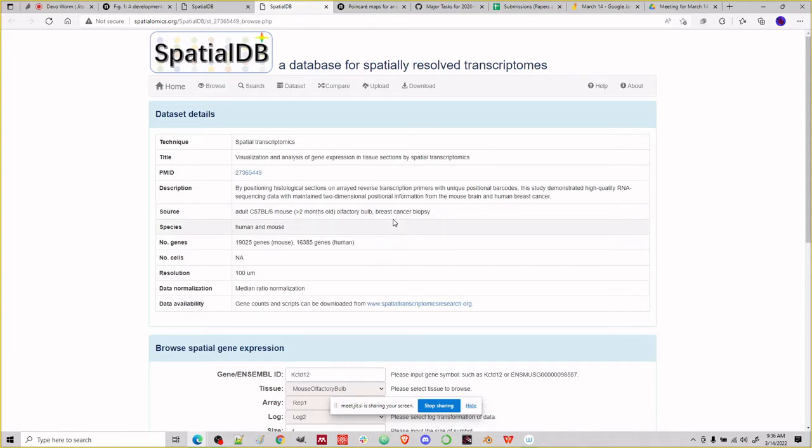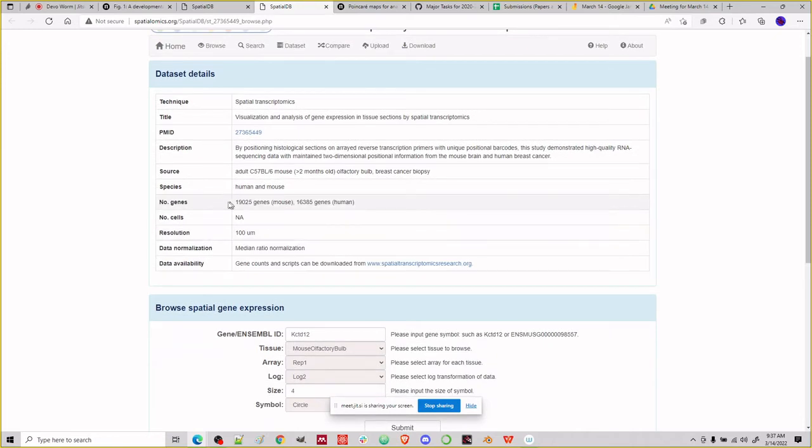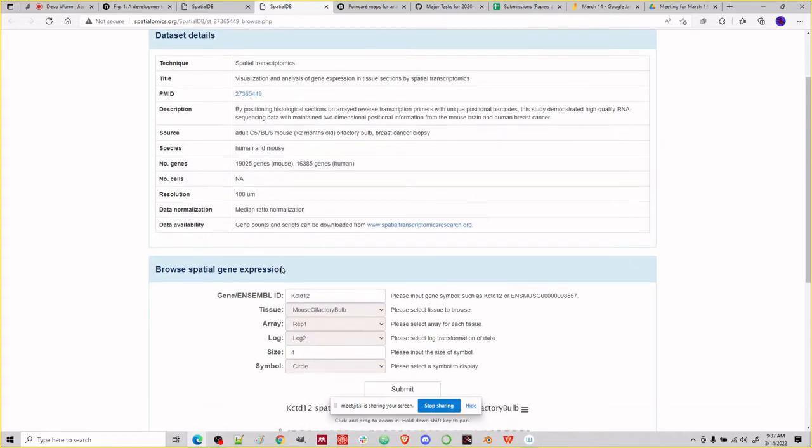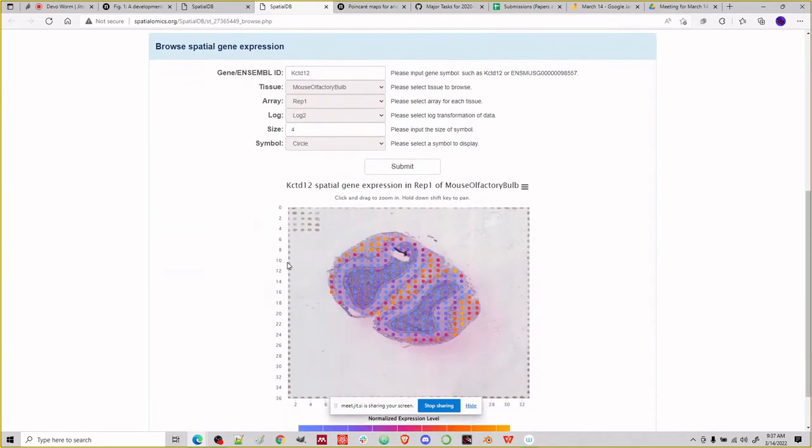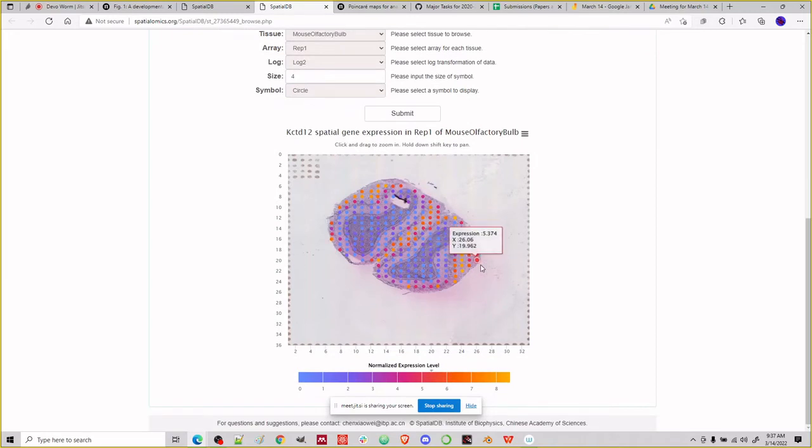They didn't give any more detail than that. So it's human and mouse, and they're looking at a subset of genes in the mouse and the human, and that's how they do this. And so this is an example of the mouse olfactory bulb. So this is a juvenile mouse olfactory bulb.